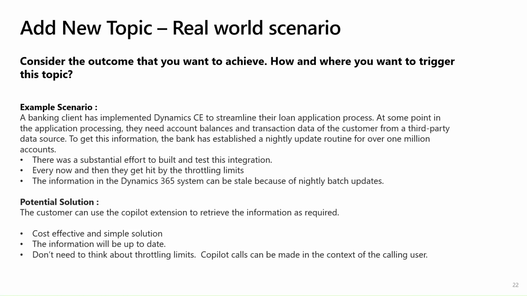The information in a Dynamics 365 system can be stale because it's a nightly update. For a scenario like that, Copilot extension is the best solution. It's cost-effective, it's simple. You can retrieve the information at a point in time. You don't need to think about the throttling limits. You can connect to any system that exposes some sort of APIs.